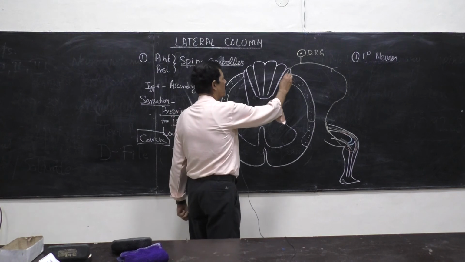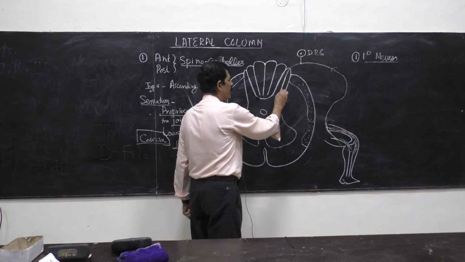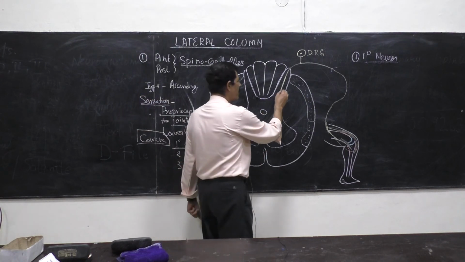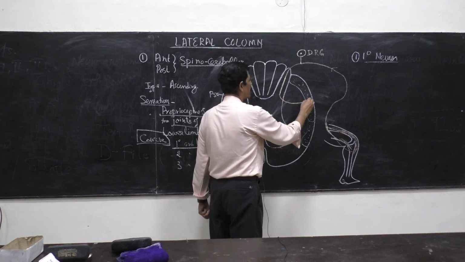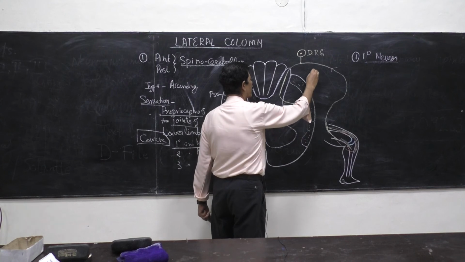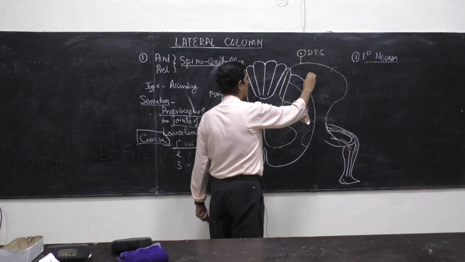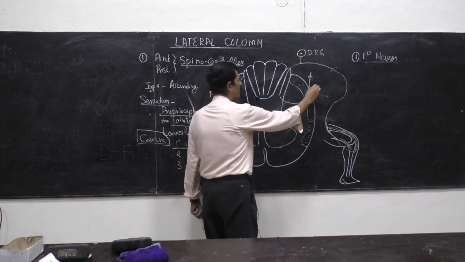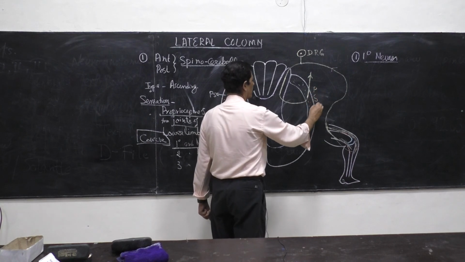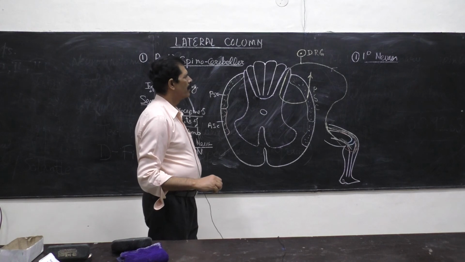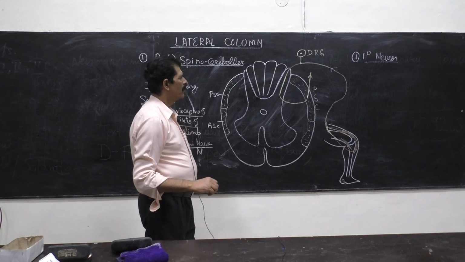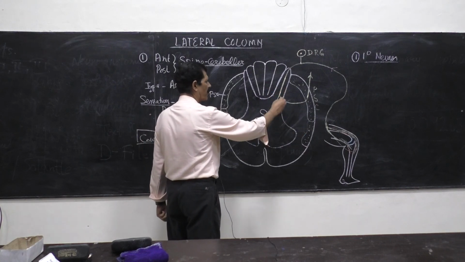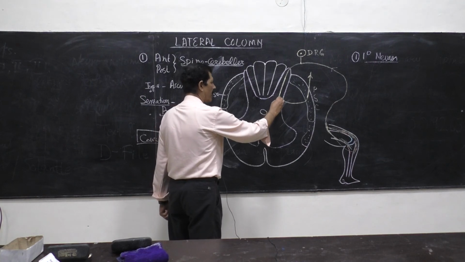Now this first order neuron enters into the posterior horn, but it doesn't relay, and without relay it goes into the posterior spinocerebellar tract, and from here it ascends upward. So this is the posterior spinocerebellar. But other fibers are also coming from the same joint, but they relay in the posterior horn.